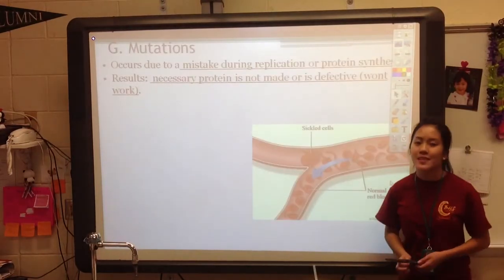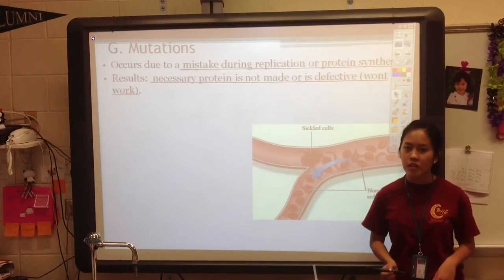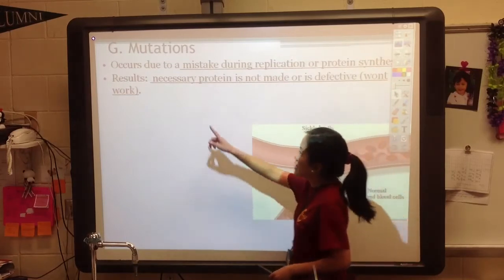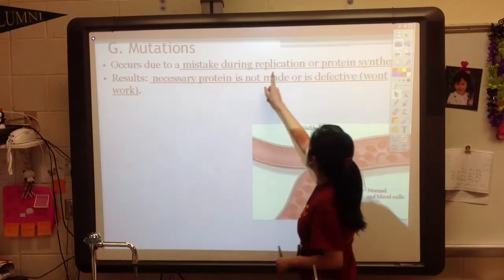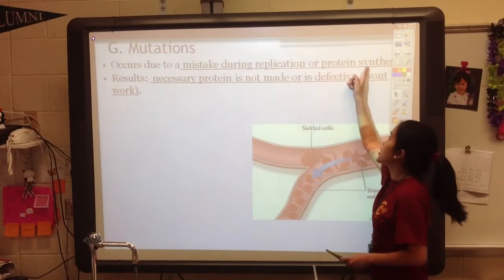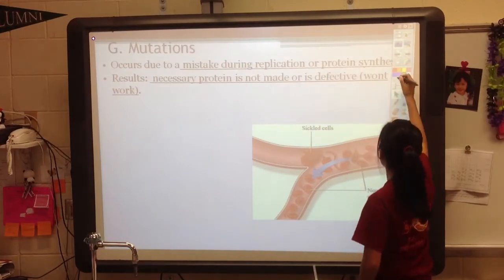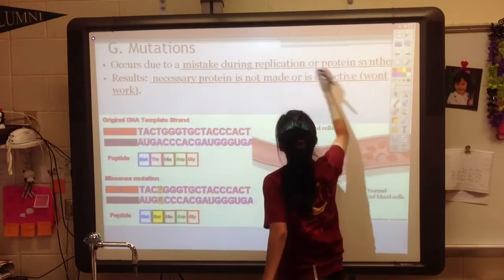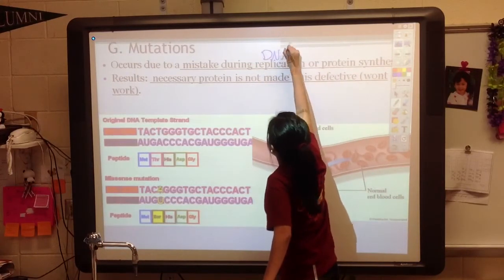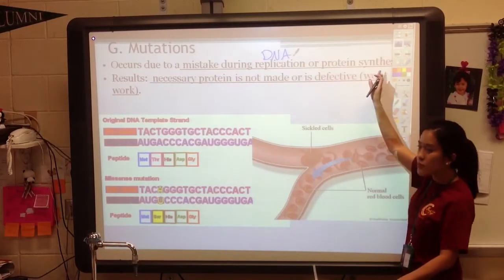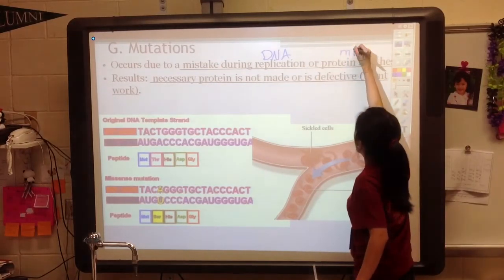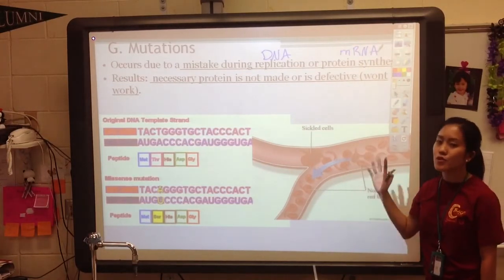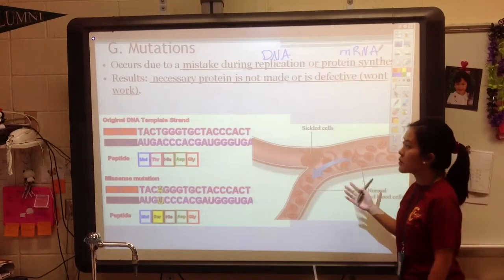Now sometimes mistakes can occur, and if a mistake occurs in the DNA, we actually call this a mutation. But mutations can occur during DNA replication or during protein synthesis. Replication, again, we're referring to mistakes in the DNA. Protein synthesis, we're referring to mistakes in the mRNA. Okay? Because those two molecules are what carries the code.